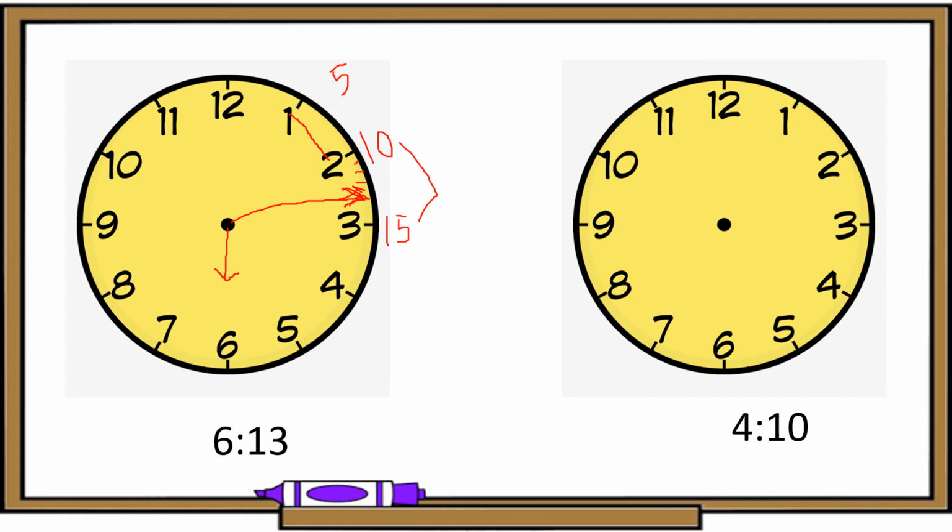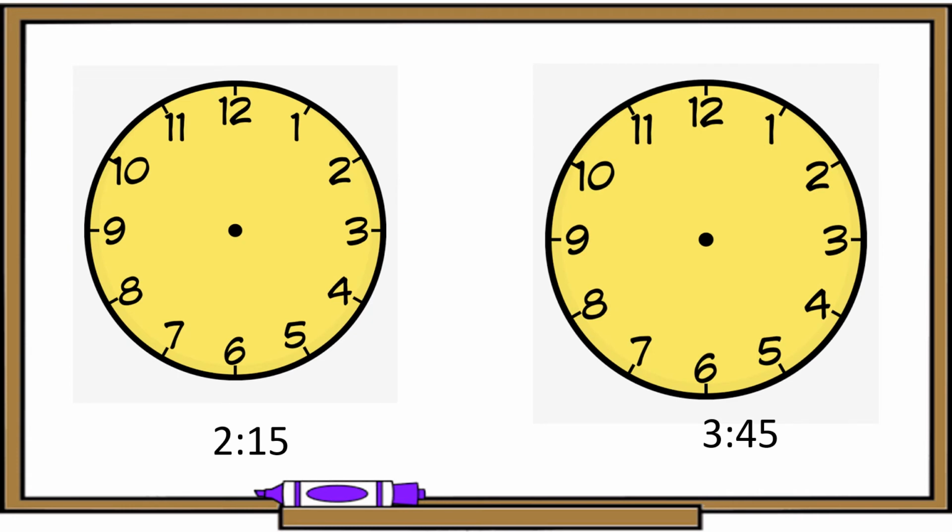Next, 4:10. So, yung maliit na hand ng clock nakaturo sa 4. Then, kung bibilangin natin, 1 is 5 minutes. Then, 2 is 10 minutes. So, yung malaking hand, nakaturo siya sa may 2. So, that is 4:10. Next, 2:15. Okay, automatic na yung maliit na hand, nakaturo siya sa 2. Then, kung bibilangin ulit natin, 1 is 5 minutes, 2 is 10 minutes, and 3 is 15 minutes. So, yung malaking hand ng clock, nakaturo po siya sa 3.